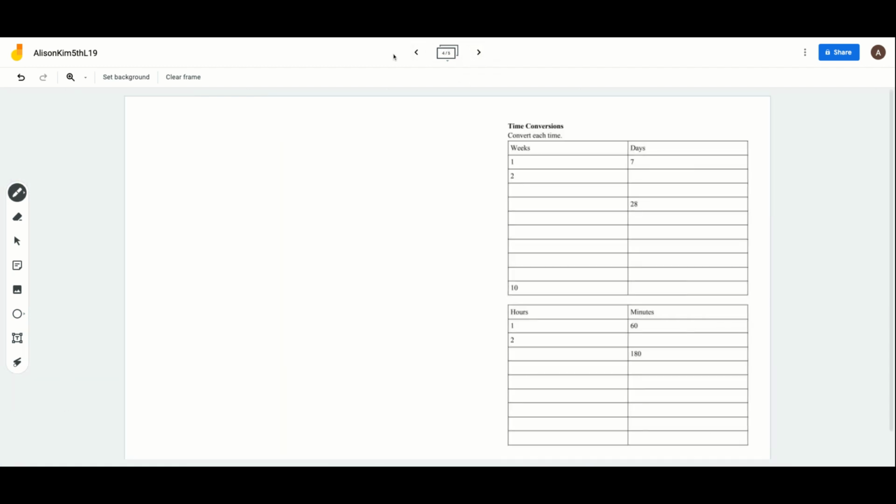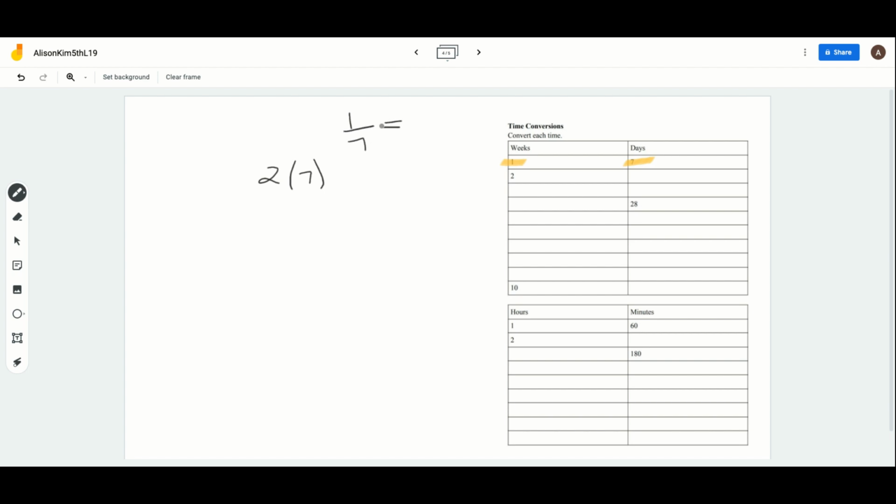Now let's turn to conversions, or time conversions. So we're already given that 1 week equals 7 days. So we need to remember that. This is important. 1 week equals 7 days. And we know that 2 weeks means 2 times 7, because we're given 1 week equals 7 days.